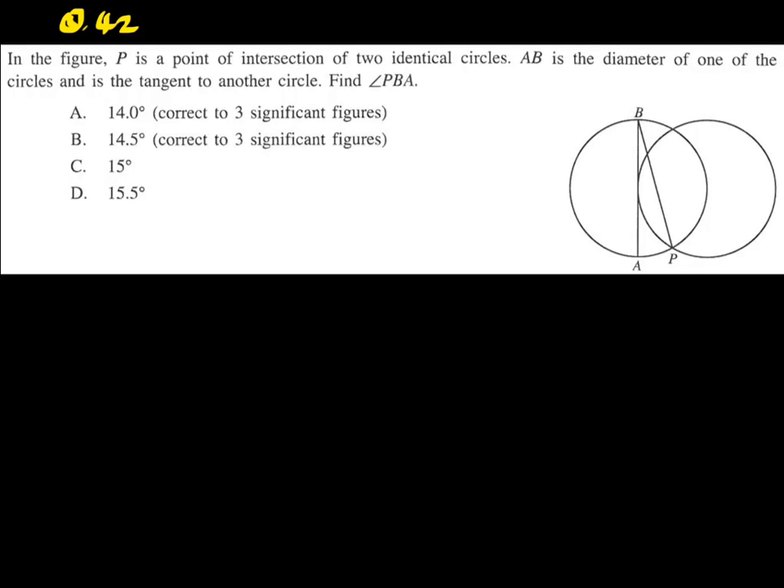Now in this question 42, we are given two identical circles. Being identical circles, we know that their centers are on the same line, aligned with each other. Also we know that AB is a tangent to the other circle. So let's put that information in. Imagine there's a center O, then the other center must be O dash.